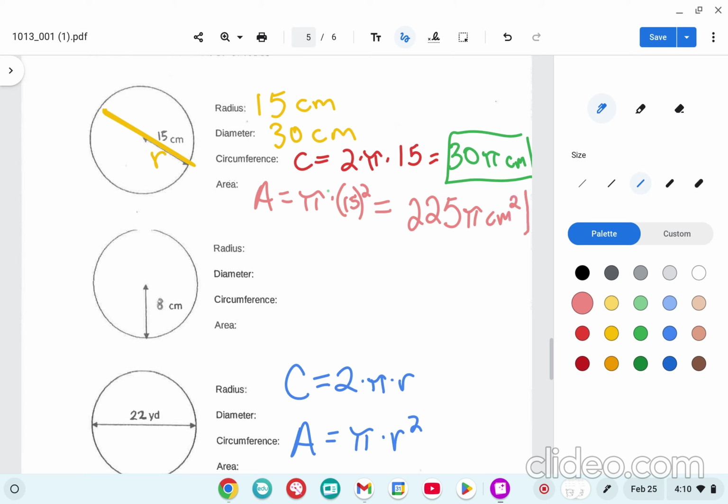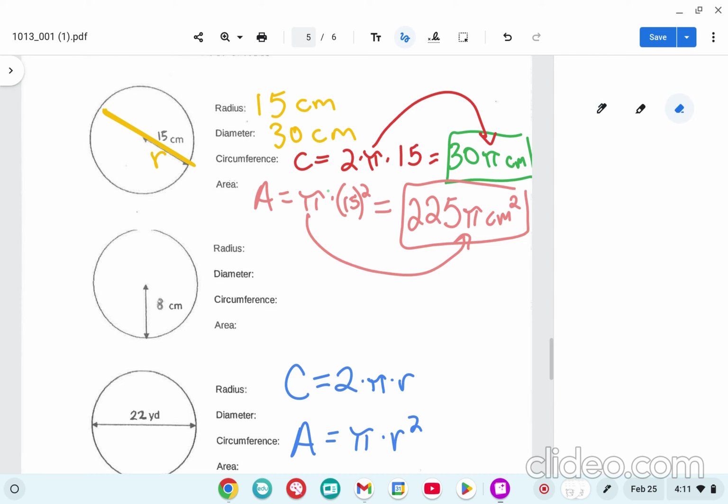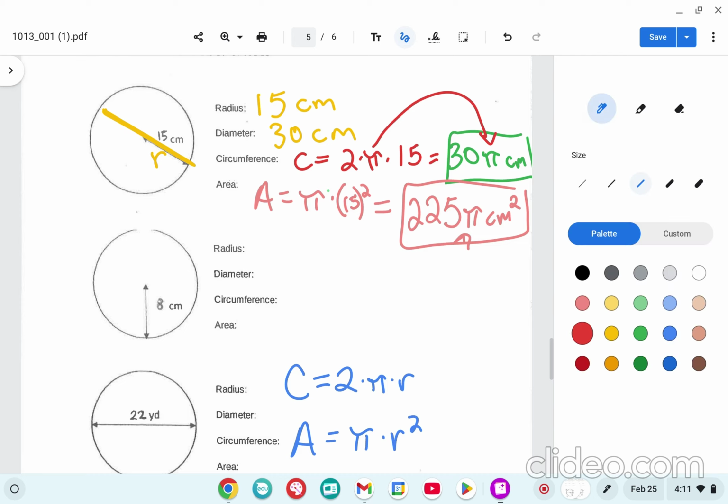All right. We'll do one more. I'll move a little bit quicker on this one just because we've seen a lot of examples of these in class. So looking at my next problem, I'm also given the radius here. That's 8 centimeters. Like I said earlier, diameter is twice as much. So the diameter is 16 centimeters, 8 times 2.